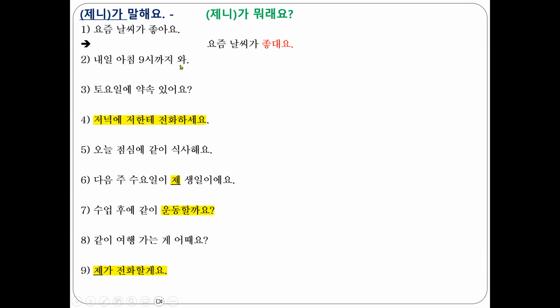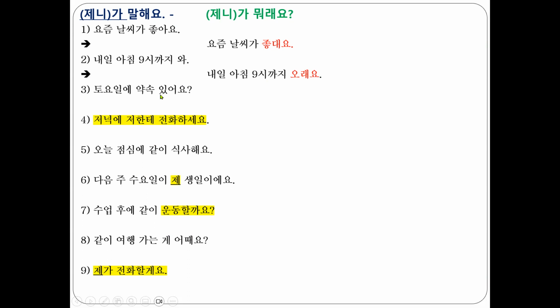내일 아침 9시까지 와. This is a request, right? In case of request, 으래요. The dictionary form is 오다. 오 ends with a vowel, so 래요. 오래요. 내일 아침 9시까지 오래요. She told me or us to come by 9 a.m. tomorrow.